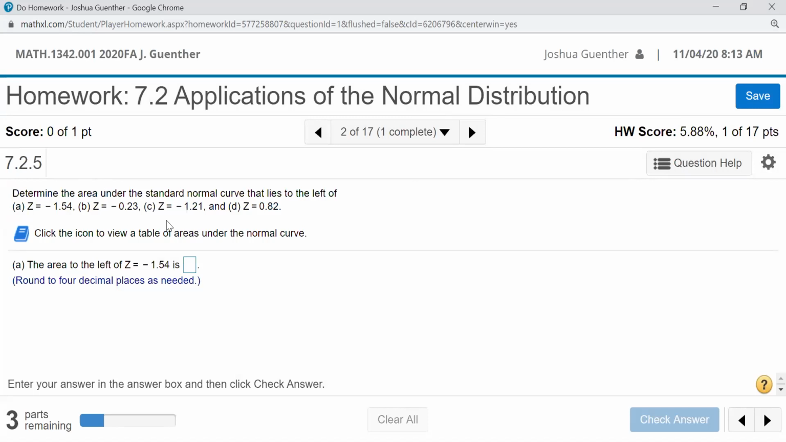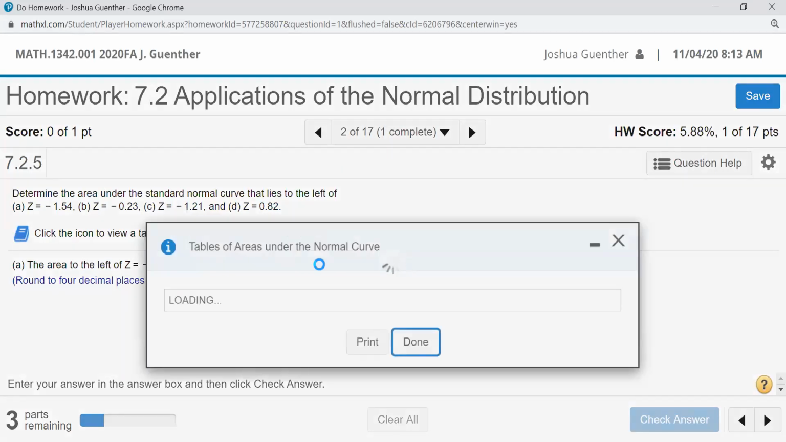All right, so we've got a few questions it's asking us. Determine the area under the standard normal curve that lies to the left of, and now it's going to give us some z values. We're going to look at each one in its own case. Let me take off my jacket, it's warm in here. So the first z-score, we want the area to the left of z equals negative 1.54.